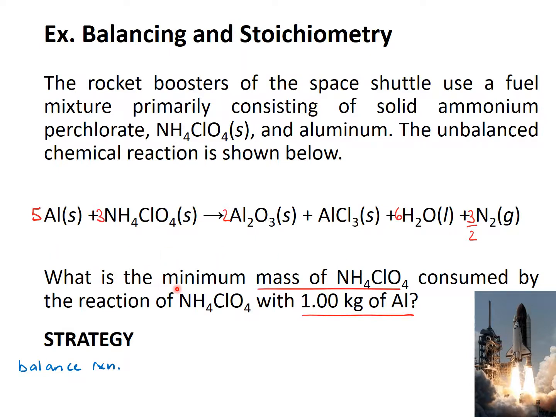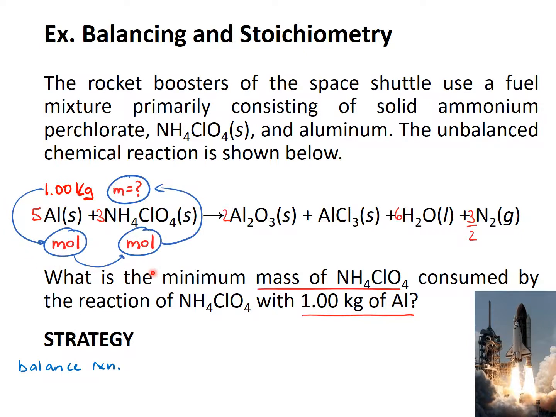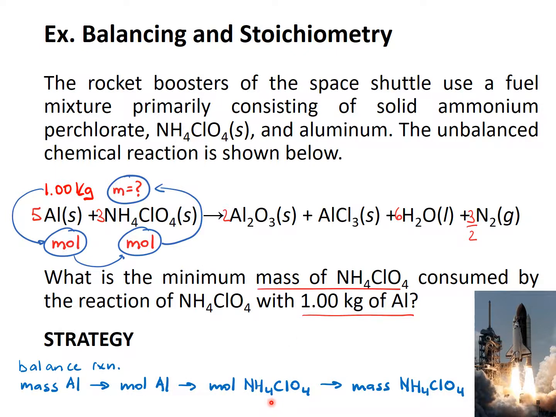Now, we can address the rest of the question, which is to calculate the mass of ammonium perchlorate required to react with 1 kilogram of aluminum. So starting with 1 kilogram of aluminum, we want to calculate the mass of ammonium perchlorate. In order to do that, we would convert our 1 kilogram of aluminum to moles of aluminum. Then we would calculate the moles of ammonium perchlorate, and then use that to calculate the mass of ammonium perchlorate. So to get the mass of ammonium perchlorate, we need the moles of ammonium perchlorate. To get that, we need the moles of aluminum, and we need the mass of aluminum, which is given.